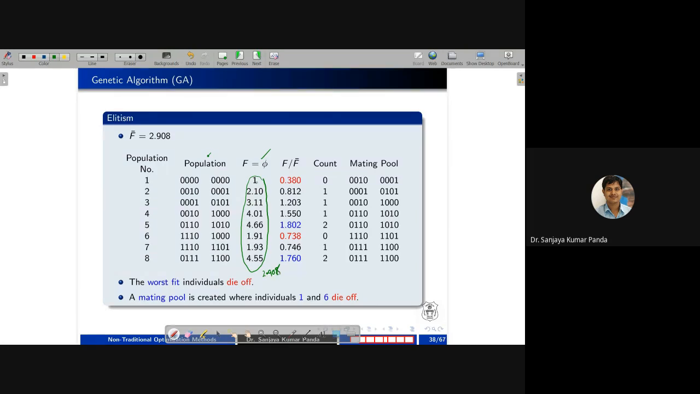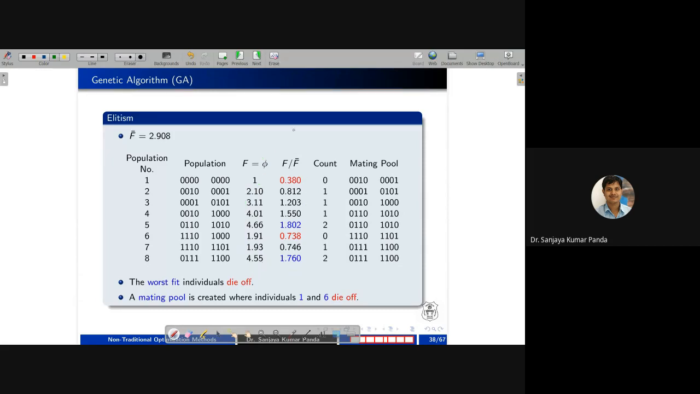And if you divide the current fitness by the average fitness, you will get the value 0.380. Here you will find 2.10 divided by 2.908, you will get 0.812. Here you will find 3.11 divided by 2.908, you will get 1.203, and so on.